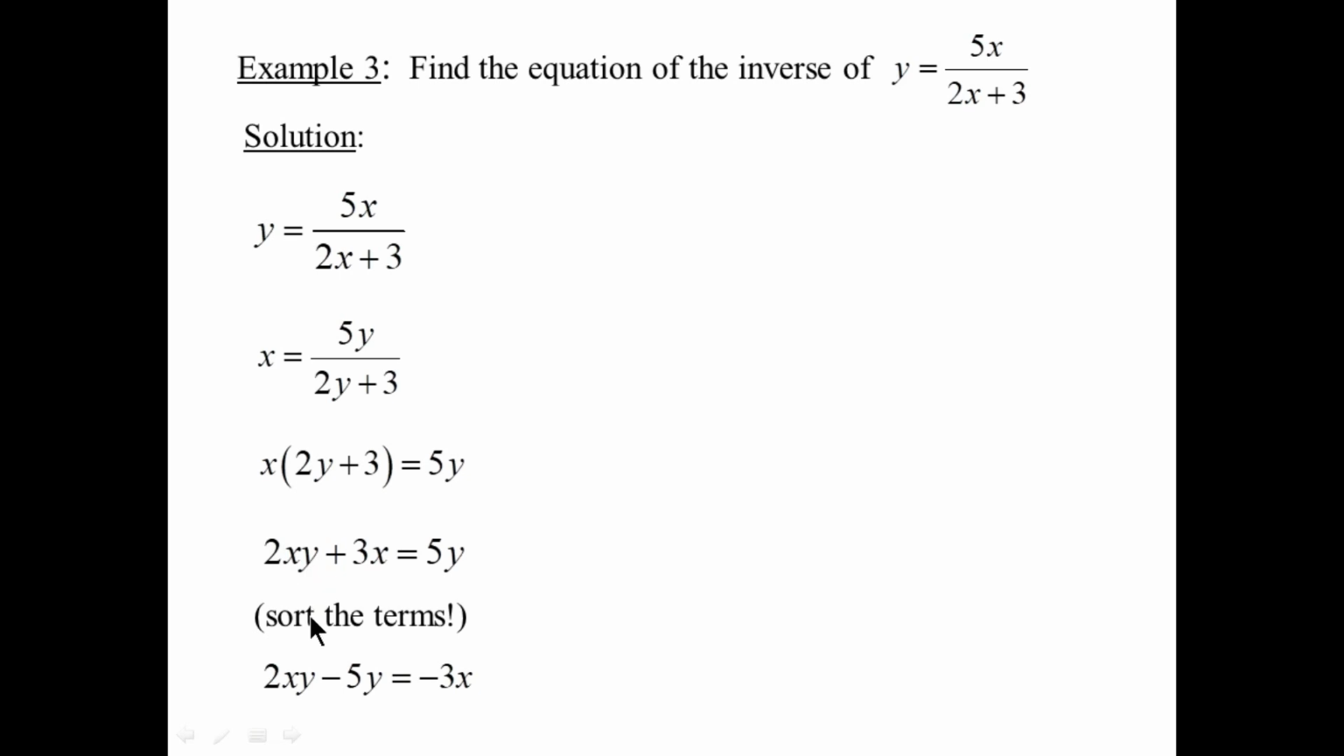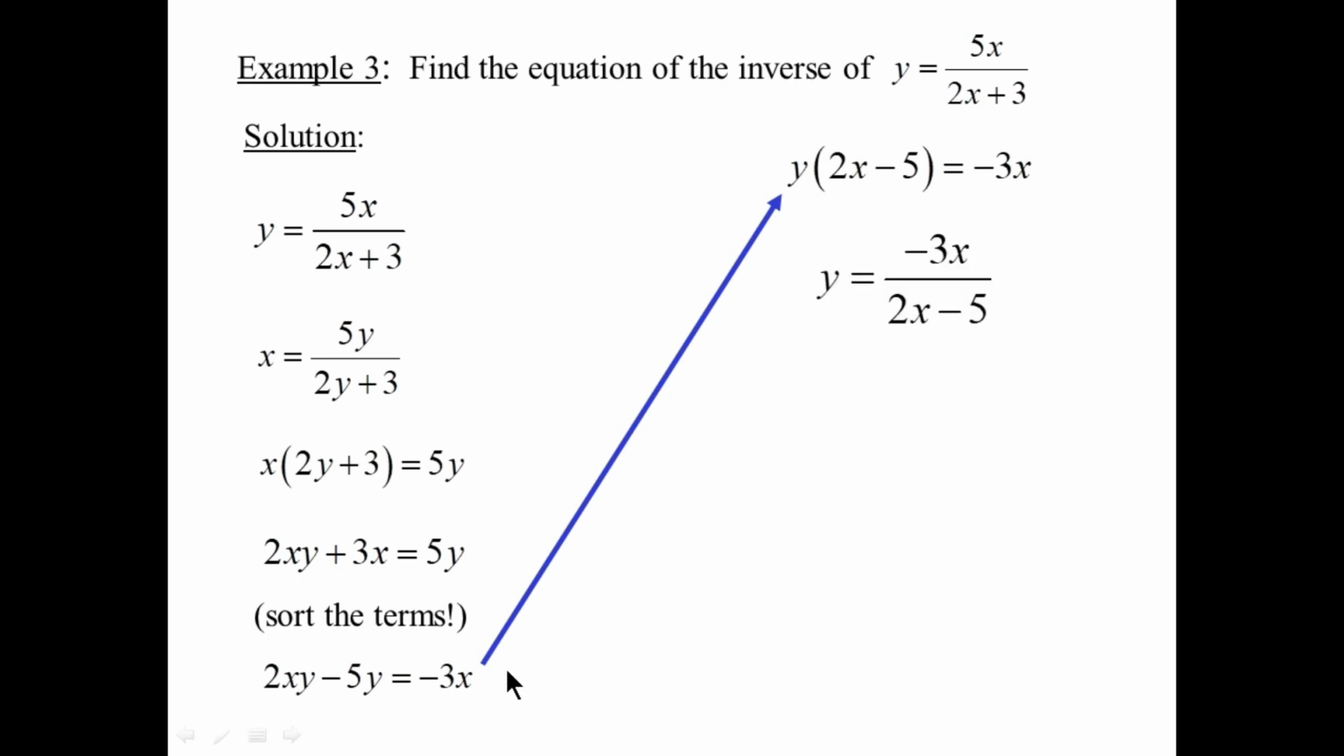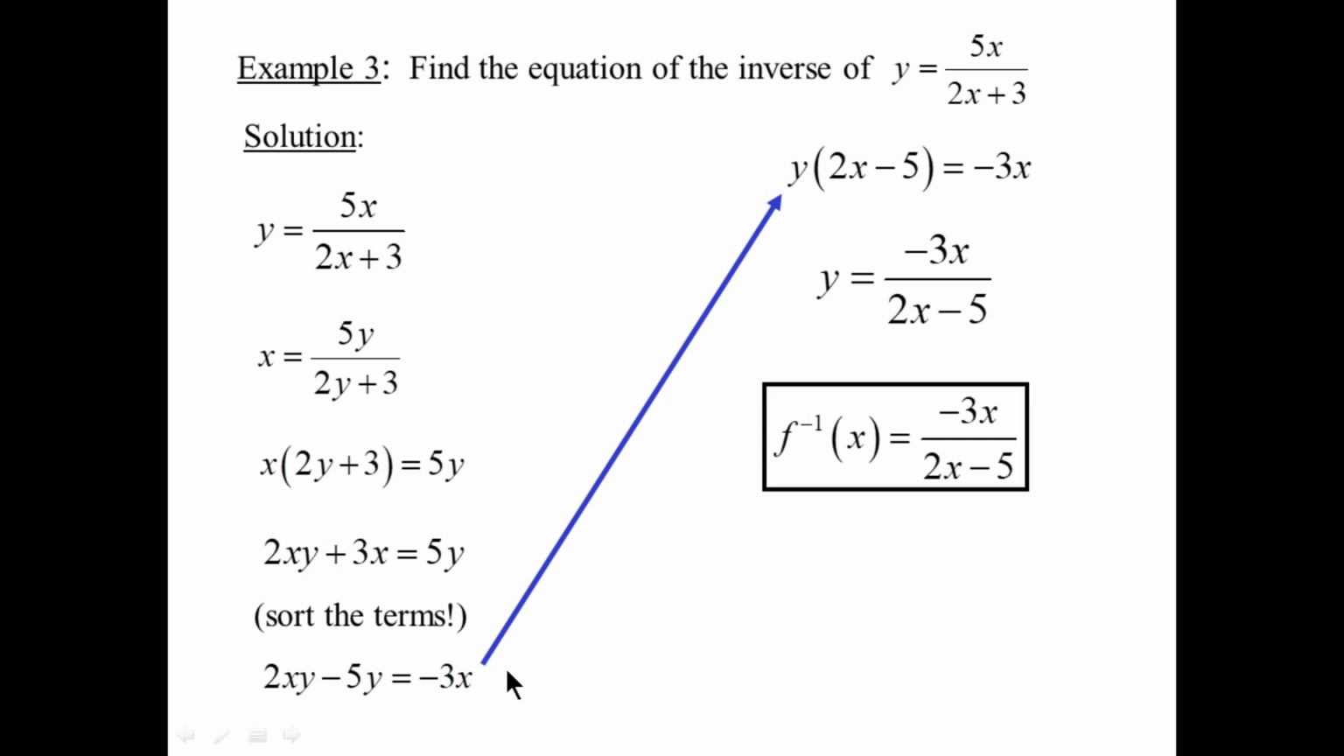This term had a y, so it's still on the left. This term has a y, so it gets moved to the left. And 3x doesn't have a y, so it gets moved to the right. And we can see that the terms are now sorted. With the terms sorted, we can always common factor and then divide by the factor. And we have our inverse f function.